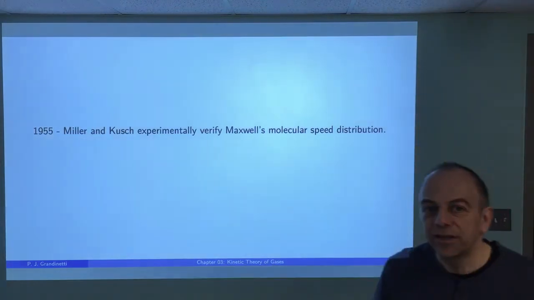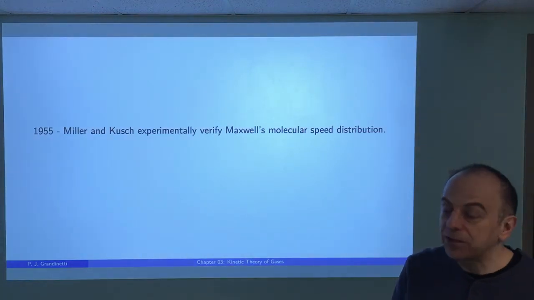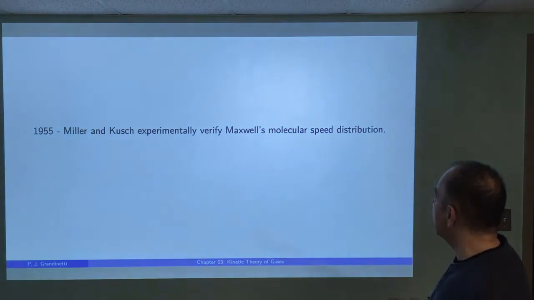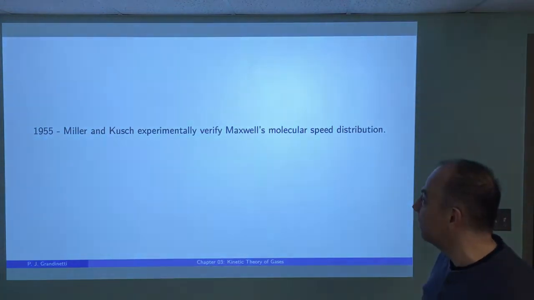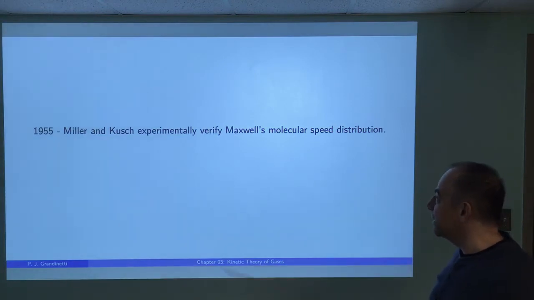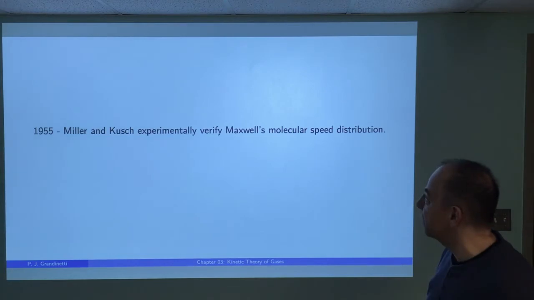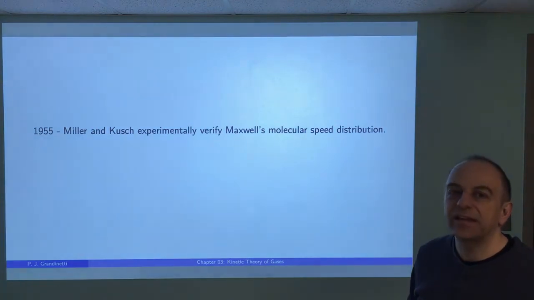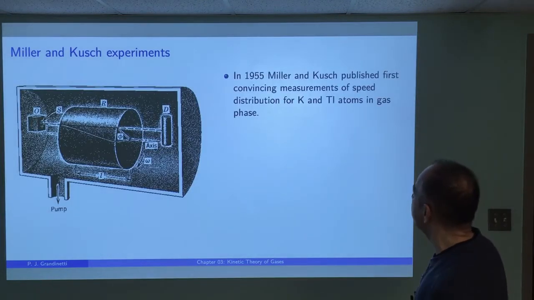Now, we've already learned all about the kinetic theory of gases from Bernoulli to Maxwell. And one of the things we need to do is to see if Maxwell's molecular speed distribution is actually correct. So we want to do experimental verification of this. It turns out that this was done back in 1955, much later than when Maxwell did his derivation. But it was about that time that we could get the first real definitive experimental results. So let's take a look at this experiment by Miller and Kusch.